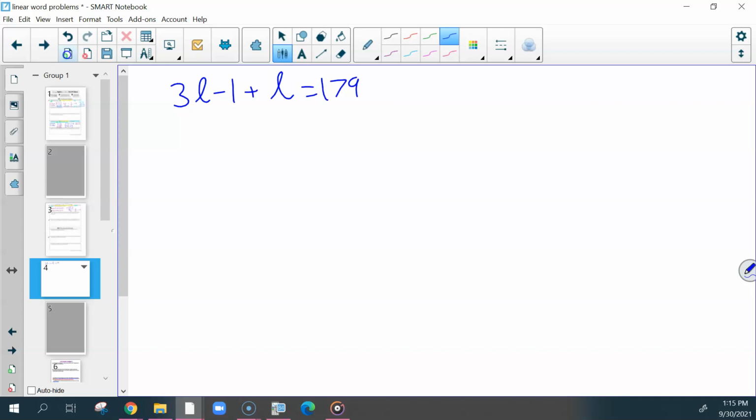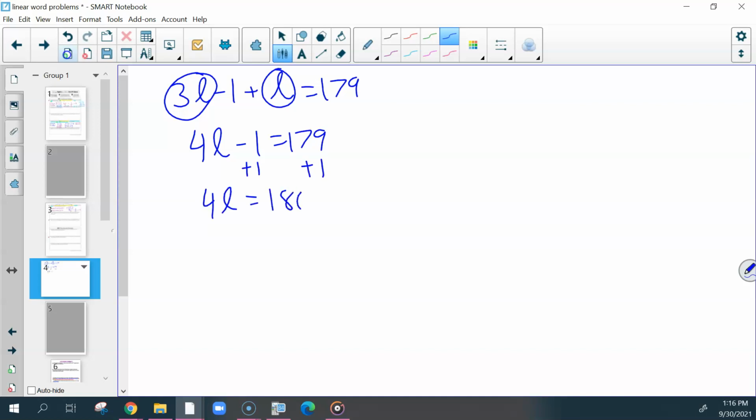Now we have an equation we can solve. Combine our like terms. 3L plus L will give me 4L. I need to get everything away from L, so I'm going to move the 1 to the other side and add it, and then divide both sides by 4. So L equals 45, so that's how much Liz has.